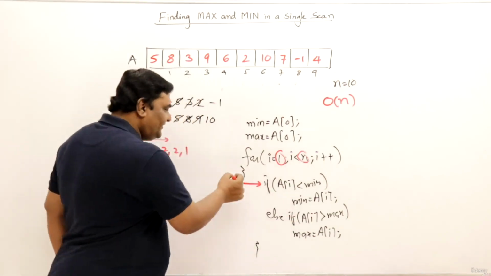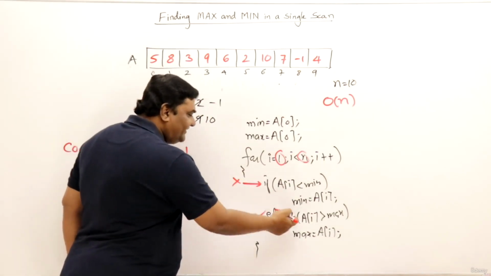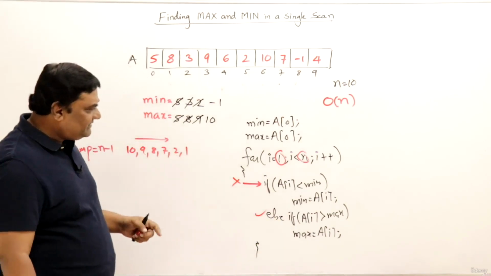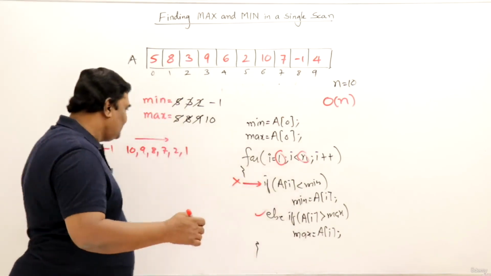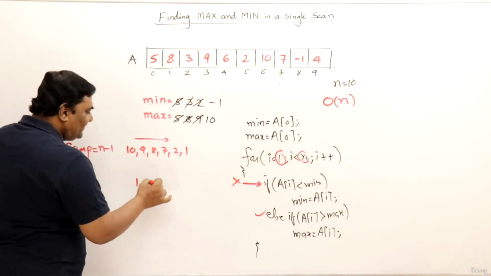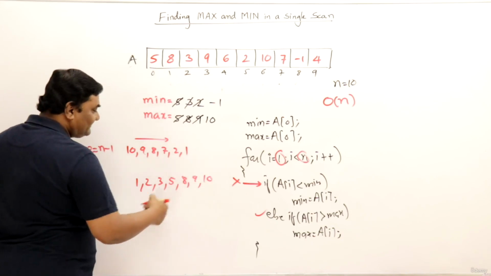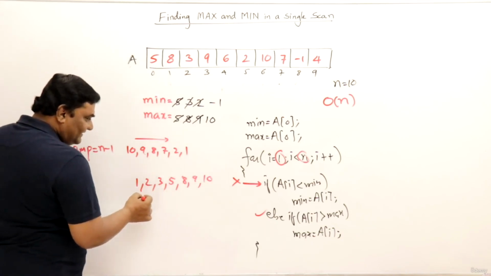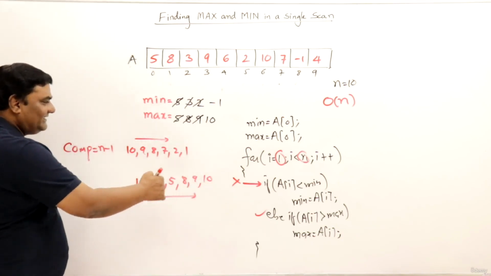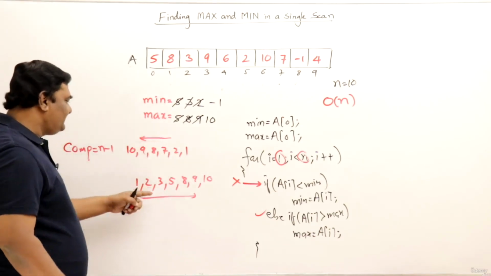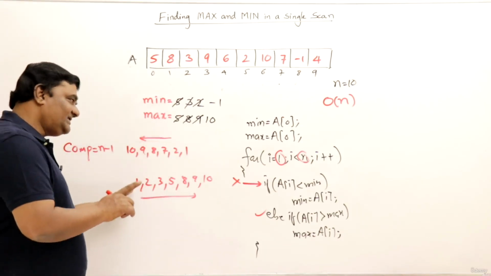Then what about this one? See, if this is always false, then always it will enter into this one and check this condition. So in what situation it will happen that this is always false? So let us take the list. It is 1, 2, 3, 5, 8, 9, 10. Suppose the list is like this. Okay. If the list is going like this, that is an increasing order. So if I show arrow like this, this is a decreasing order. This is increasing order.